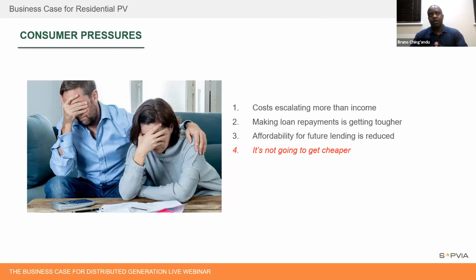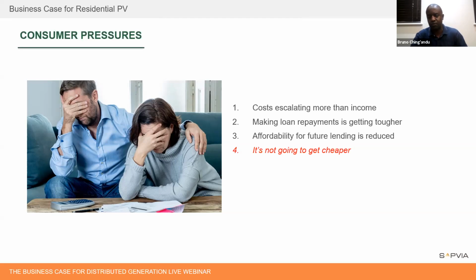And on the next slide, this is, from a client's perspective, the kind of pressures that we're seeing on our side. So we're seeing people's costs are starting to escalate much more than their income is, which, from a bank's perspective, is very important for us. It makes it very difficult for them to pay their current loans because their bills and expenses are just going up much faster. And that also impacts their ability to borrow going forward for things that will help their lives, because their affordability reduces.